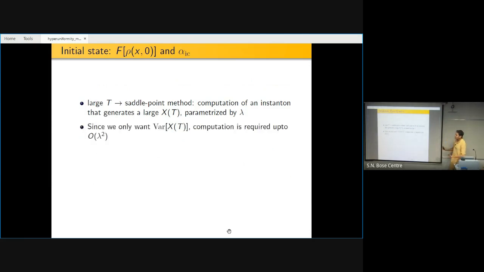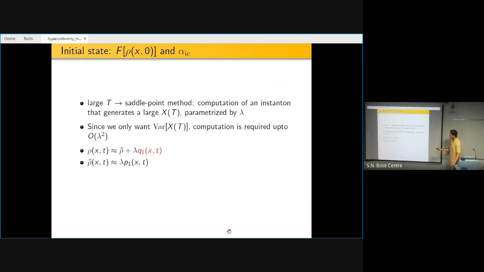Since we only want results of the order of the variance, it is enough to compute things at order lambda squared. We have to calculate a large deviation function, but we will concentrate only on the typical fluctuations, not really going into the full large deviation problem. So we only want to calculate up to order lambda squared.